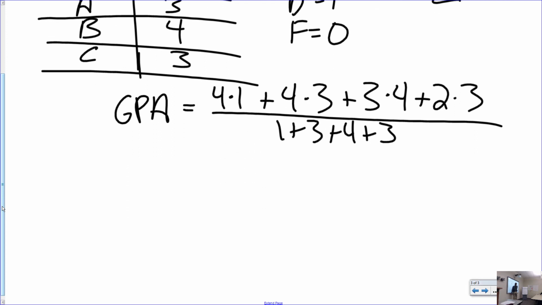So 4 plus 12, 16, plus 12, 28, plus 6, 34. And 1 and 3 and 4 and 3 is 11. So what's 34 divided by 11? Like 3.1 something? Well, 3.09.